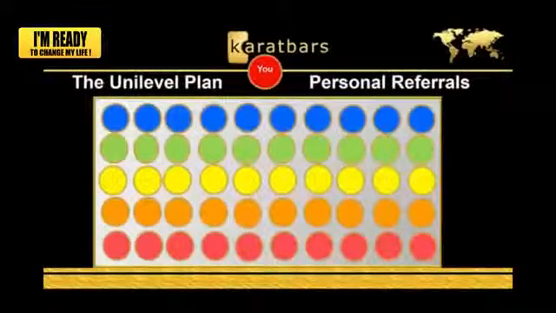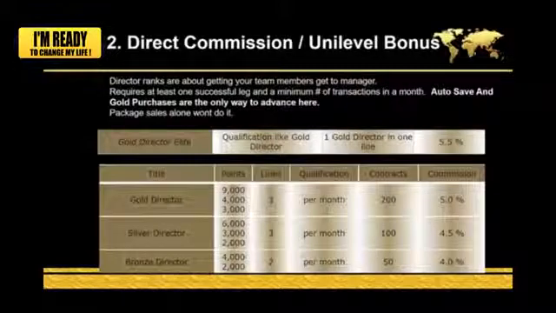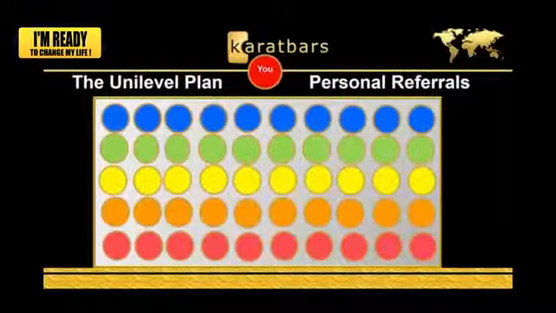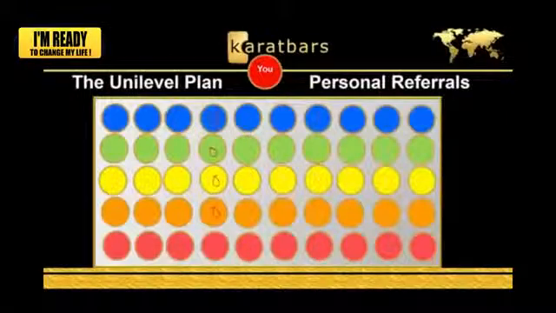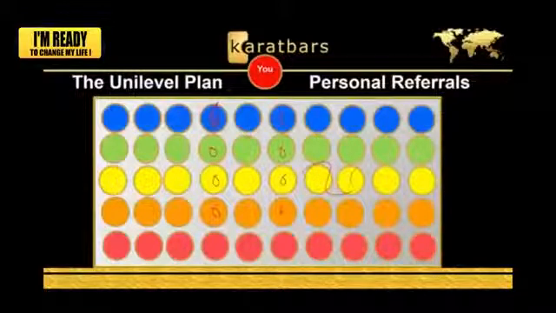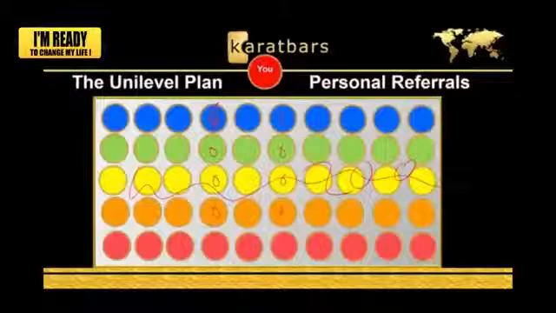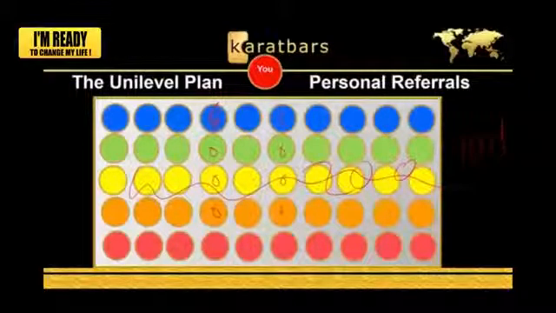Let's take a look at this. Silver director: 1 line producing 6,000 points, a 2nd line producing 3,000 points, and 2,000 from the rest of the organization, plus 100 transactions. So that means 1 line is producing 6,000 points, 1 line is producing 3,000 points, and then you can have 2,000 coming from pretty much everywhere else. But now you also need 100 transactions.